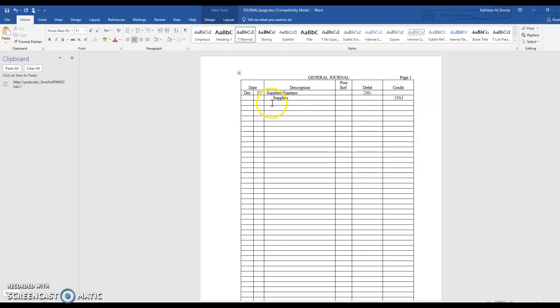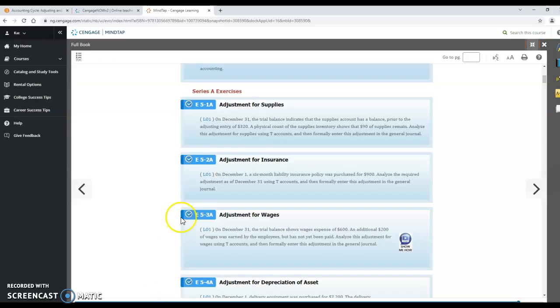Okay, our debits equal our credits, so now we have our explanation. Used supplies for December. Okay, so let's take a look at the next one.